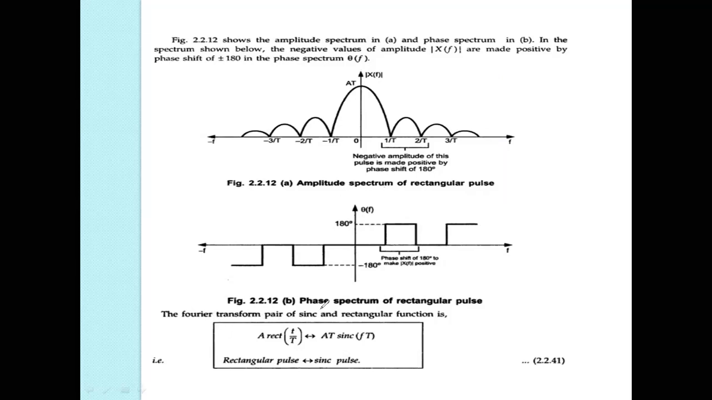The Fourier transform pair of the rectangular pulse is rect of t by T. The Fourier transform is A T sinc(fT). For the sinc, you only have to remember, my dear students, that sinc at 0 has the maximum value, and at every 1 by T, 2 by T, and 3 by T it goes to the 0 value. Goes to 0 value, my dear students.